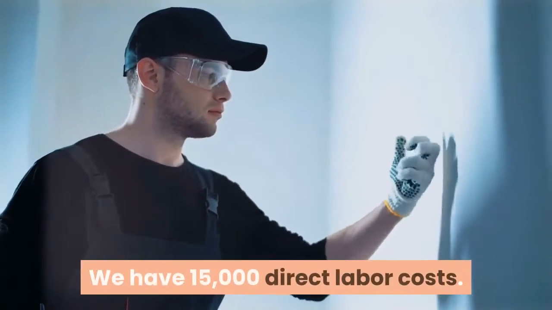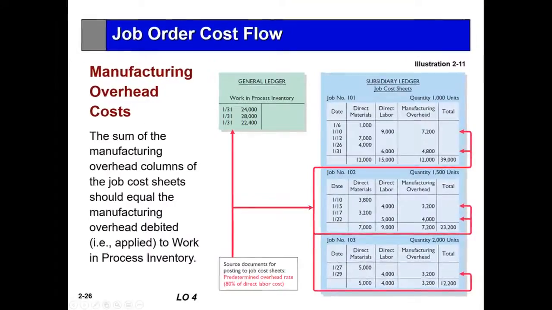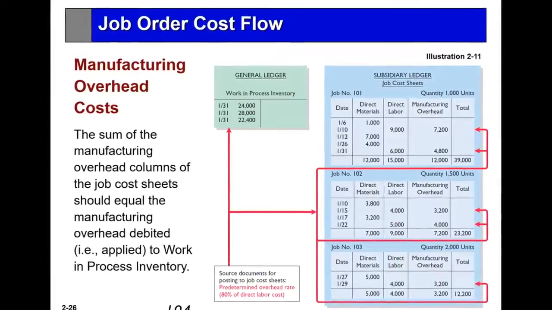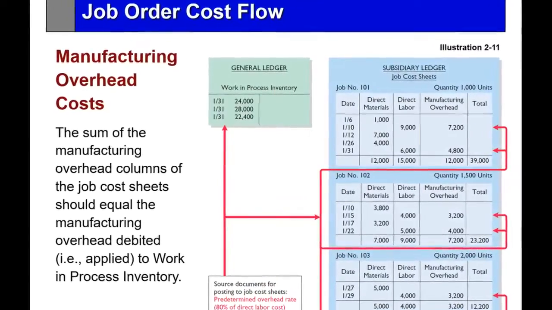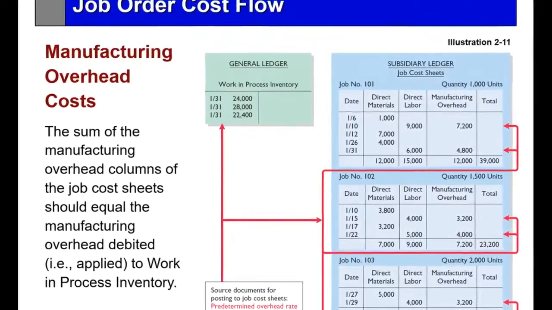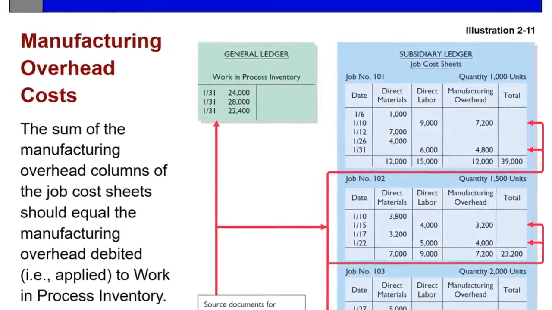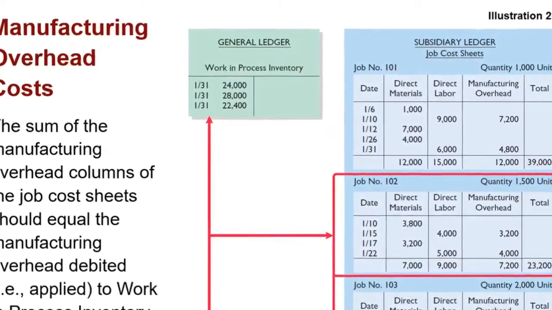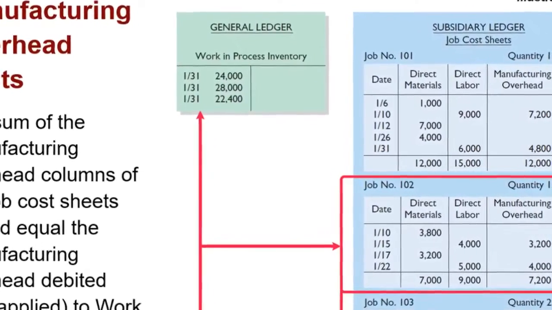We have 15,000 direct labor costs. We multiply that by 80% and we have manufacturing overhead of 12,000. Now we're assigning, we're allocating all that overhead to this job based on the direct labor costs. Now job 102, they had direct labor of 9,000, so we're going to charge 7,200 manufacturing overhead. And lastly, the fourth, we can see that we're going to charge 3,200. That's how they go to the jobs.